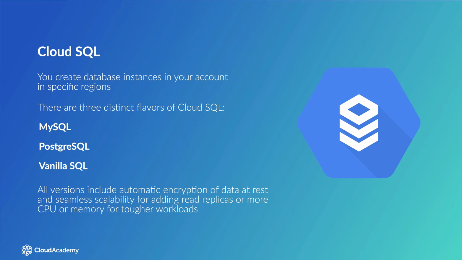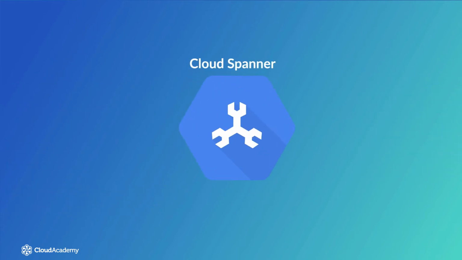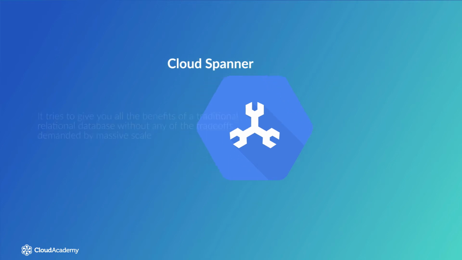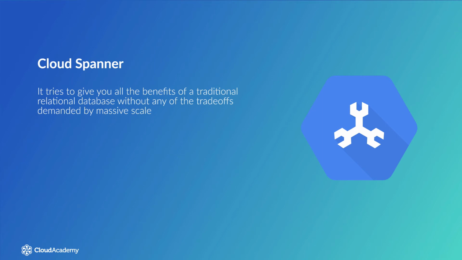Now, Cloud SQL is not the only relational database offering for GCP. There's also something called Cloud Spanner. And Cloud Spanner is actually a very interesting product. It's a very interesting SQL solution in that it tries to give you all the benefits of a traditional relational database without any of the trade-offs demanded by massive scale.